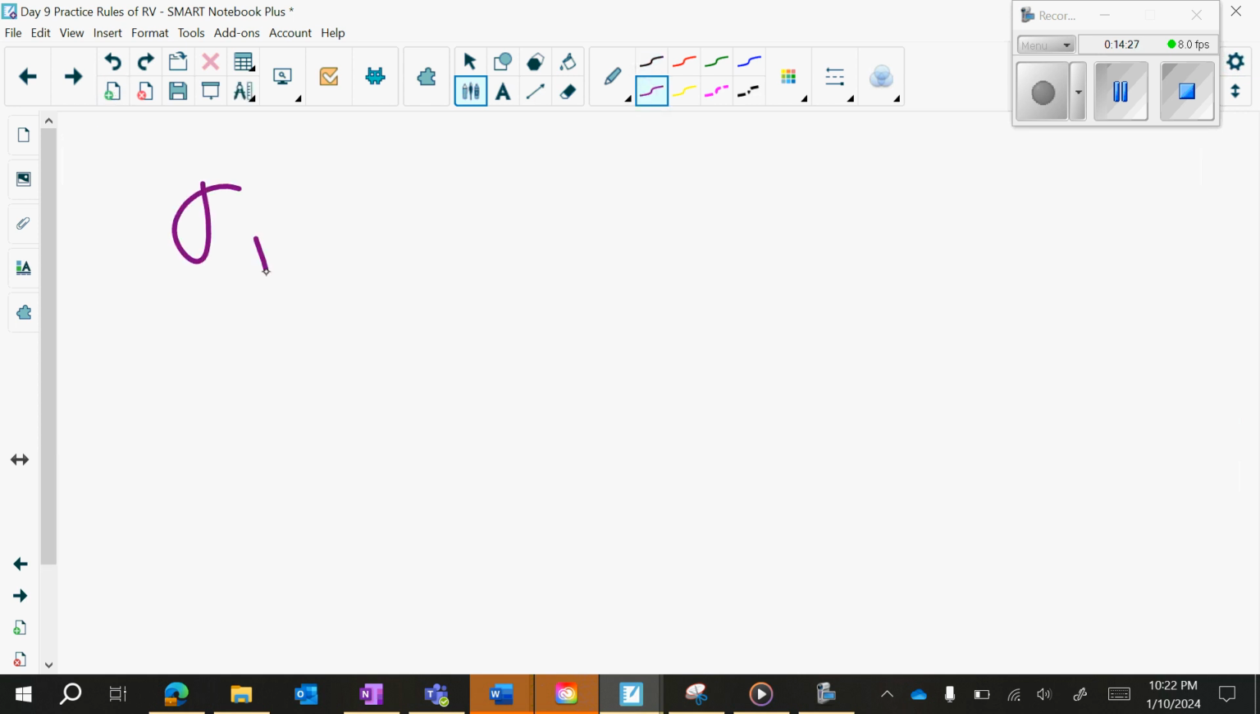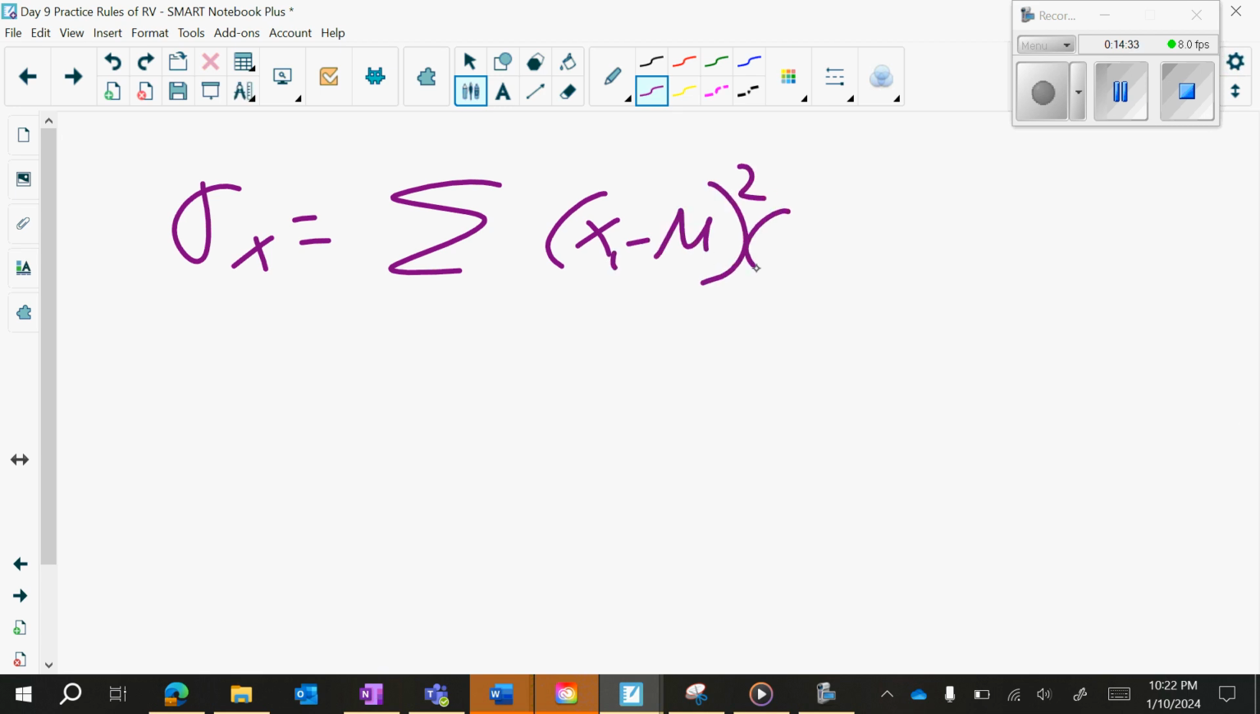Remember, the formula for standard deviation is you take every x, you take away the mean that you just got, you square it, and then you multiply it by its respective probability. You add those all up, and then you take the square root of that.